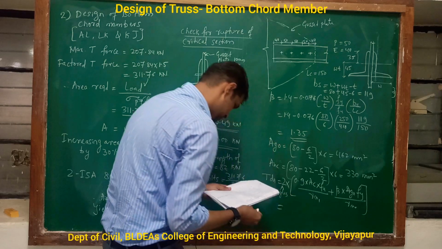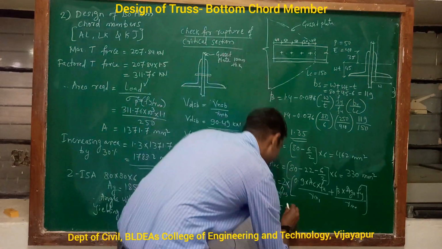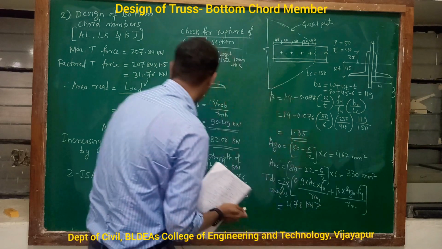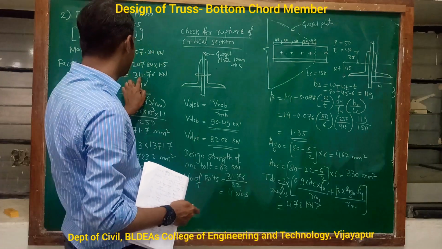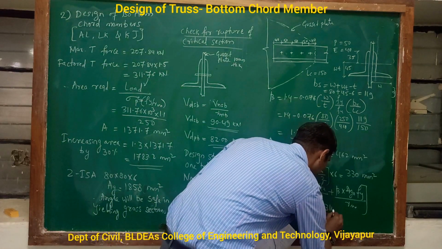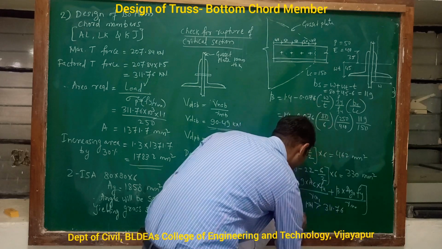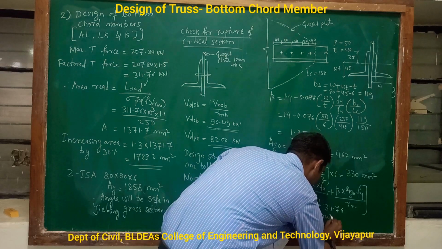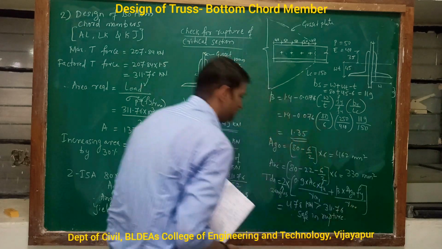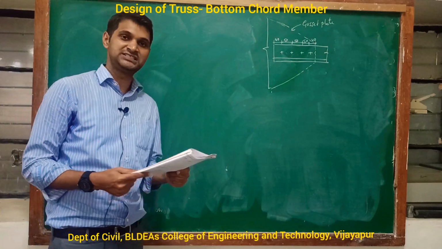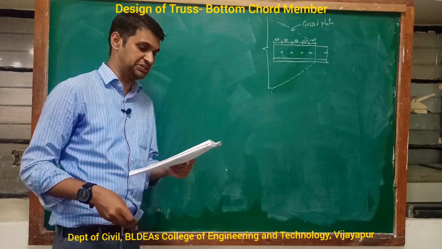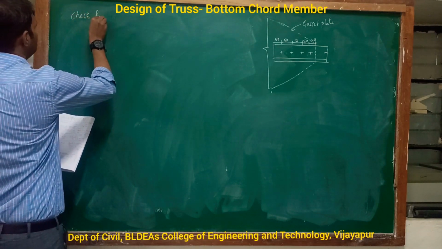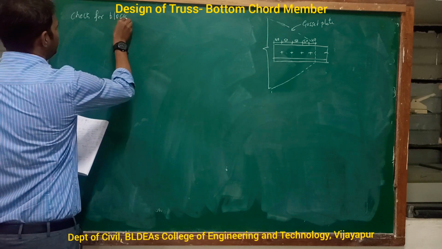So now you will be getting it as 478 kilonewton, which is greater than the factored tensile load coming on the angles, which is 311.76. So therefore it is safe in rupture. So the next check on this bottom chord members is the block shear.